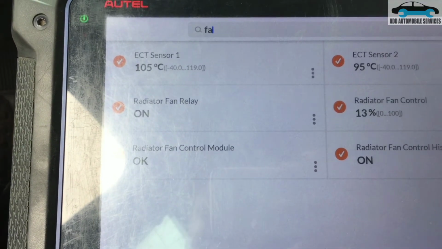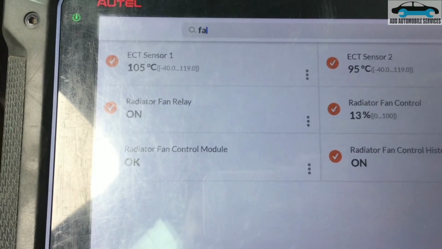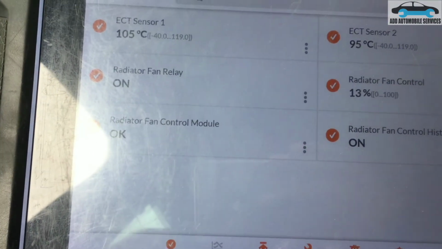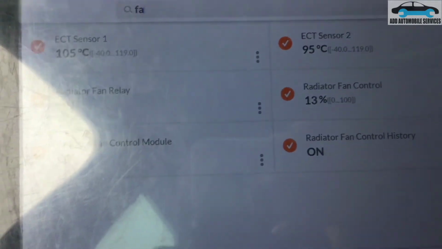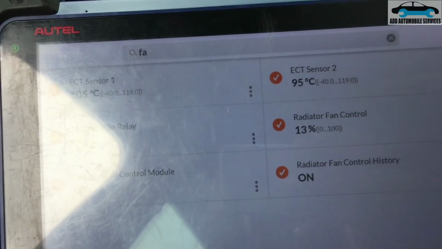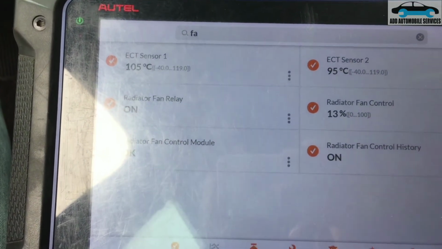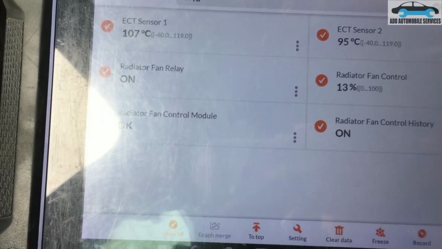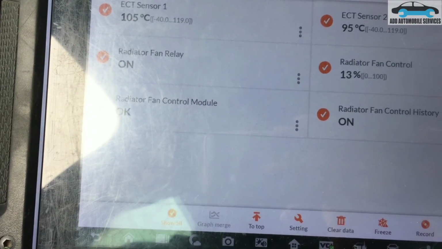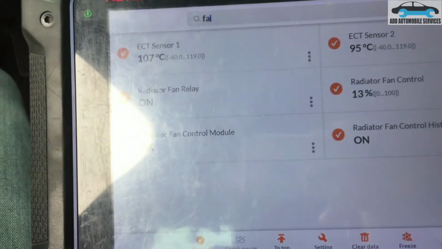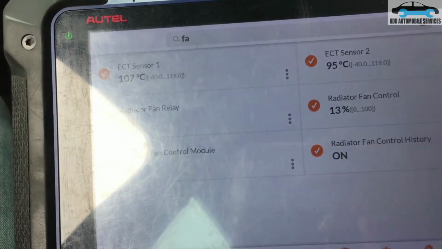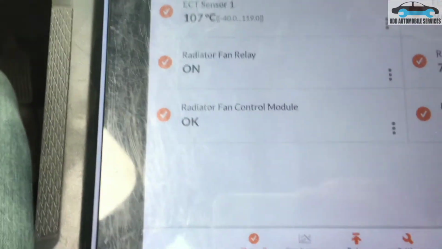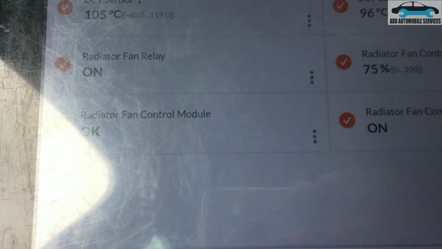It's around 95 degrees on the other one, and the first one is around 105 degrees. So I'll wait for it to kick in. Now that it's shifting to 7, that means the fan is going to kick in any moment from now. Okay, now the fan kicks in and you can see the voltage has changed.